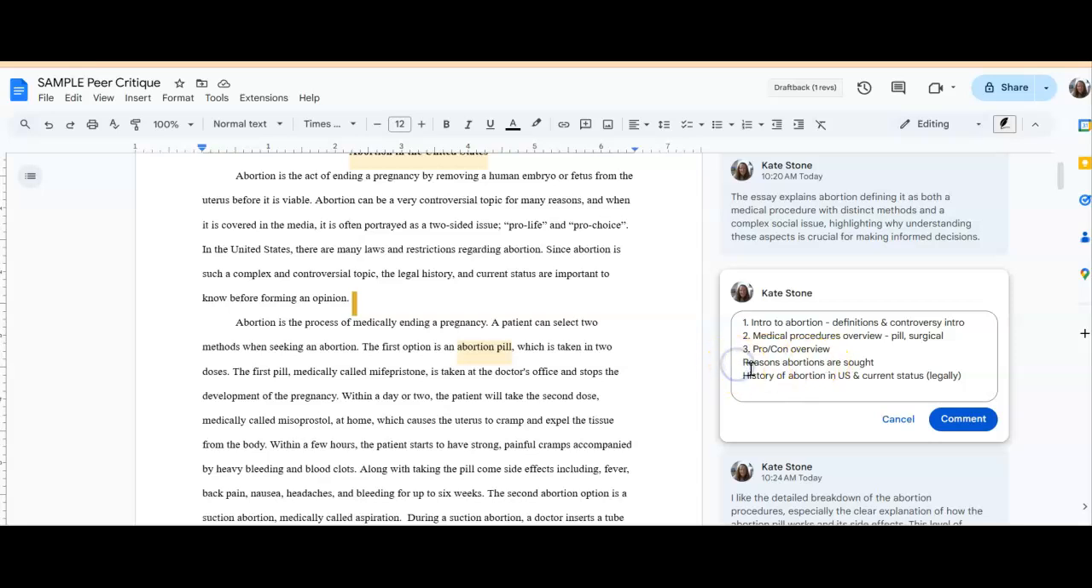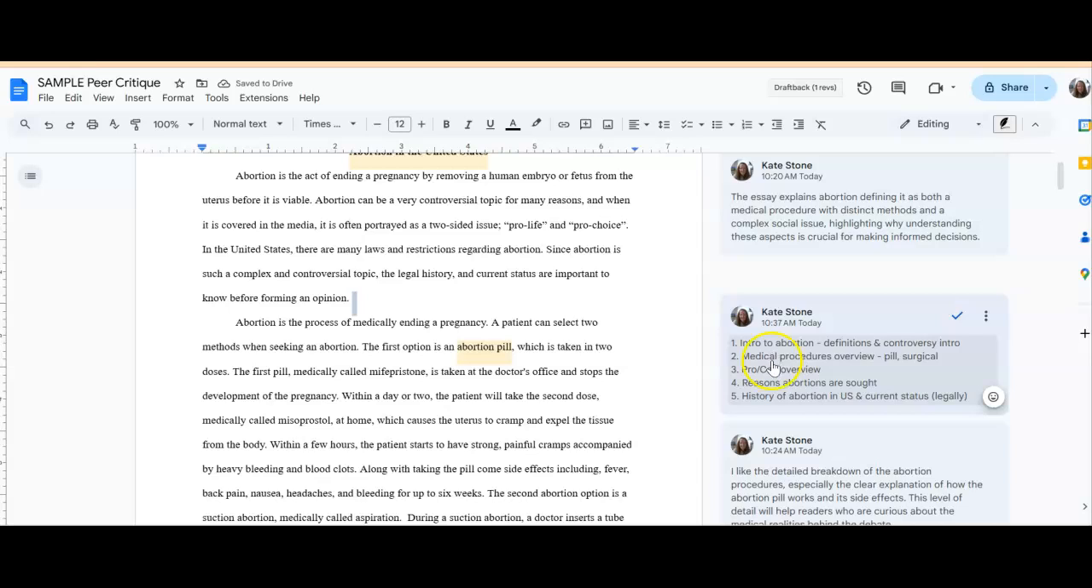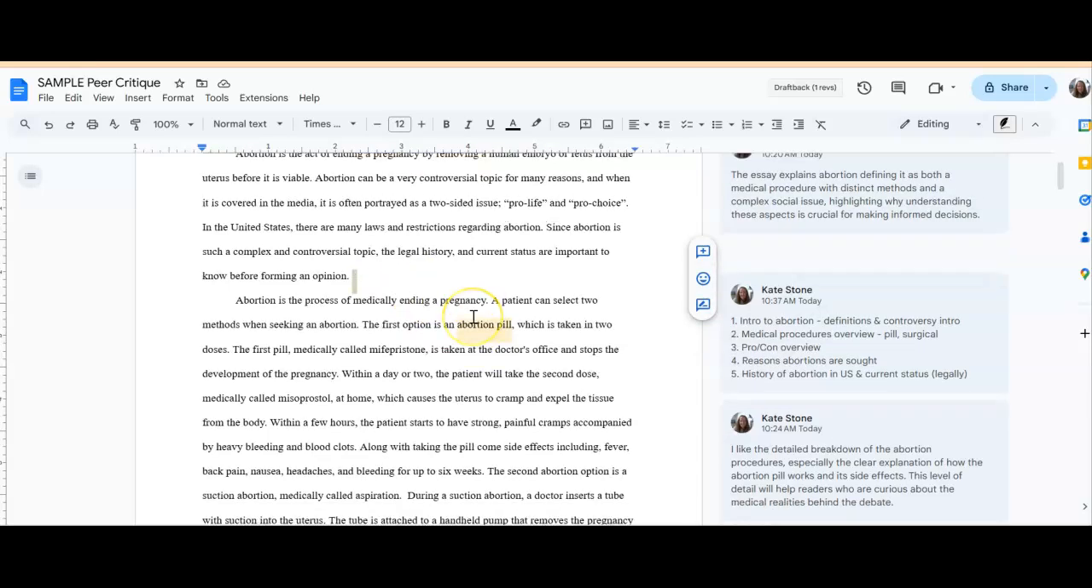Then they talk about the reasons abortions are sought and the history of abortion in the US and its current status. And then obviously they have a conclusion, okay? So that just shows that, okay, this is what I see as the outline of your paper. Now we're going to give praise in terms of organization. So we're looking at the bigger picture here, all right?